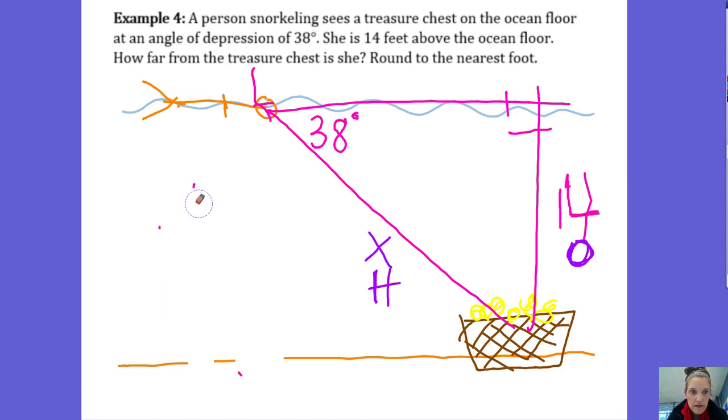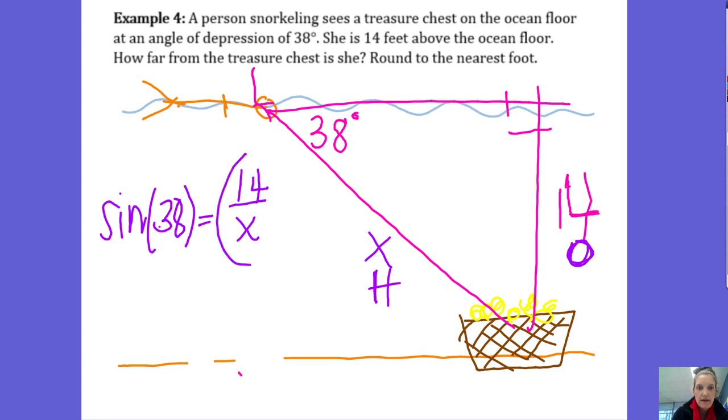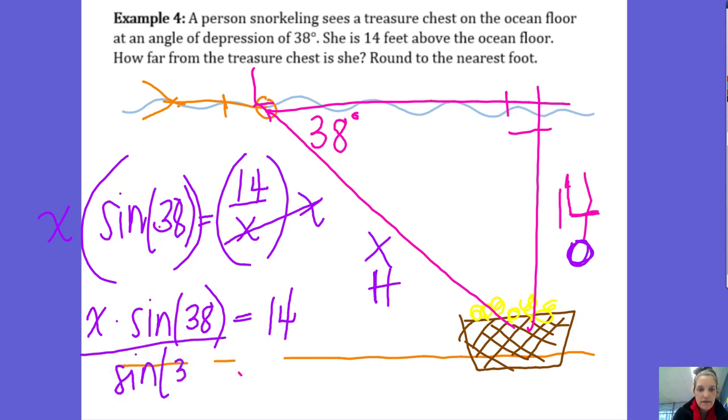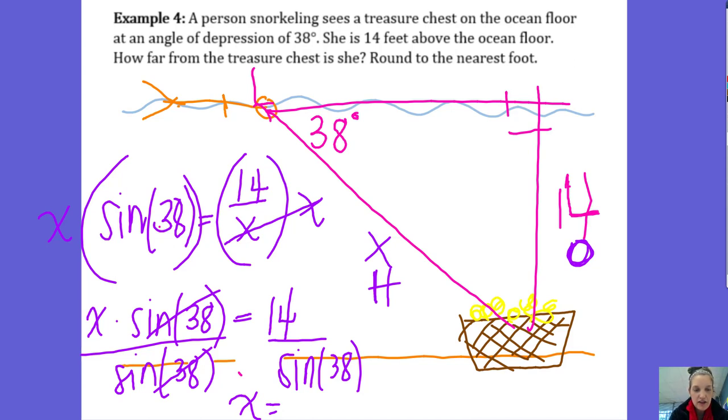So sine of 38 degrees is equal to opposite over hypotenuse, so 14 over x. I'm going to multiply both sides by x. X times sine of 38 is equal to 14. Then I'm going to divide off sine of 38. And so that will give me 14 divided by sine of 38, making sure that your calculator is in degree mode, or else you're going to get really weird answers.